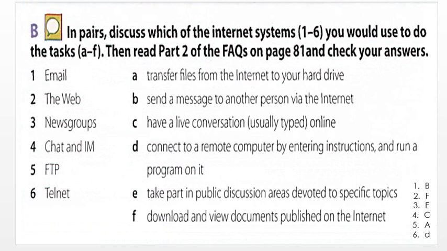Okay, here we have another exercise. Discuss which of the internet systems 1 up to 6 you would use to do the task. Then read part 2 of the FAQs or facts on page 81 and check your answer. You can see the book, and I put an answer key at the corner if you can find it.